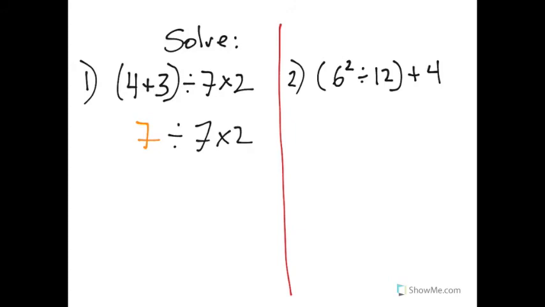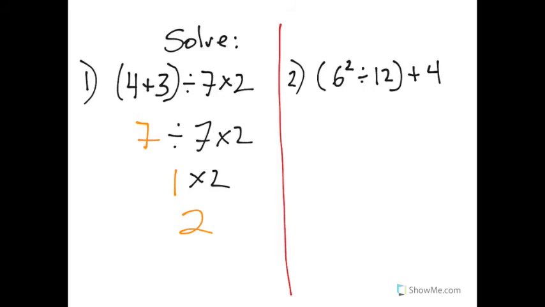Okay, now we will do the order of operations. It says division and multiplication. Well, division and multiplication happen from left to right, so we need to do the division first. 7 divided by 7 is 1, and we'll carry down the times 2. 1 times 2 is 2, and there we have it.